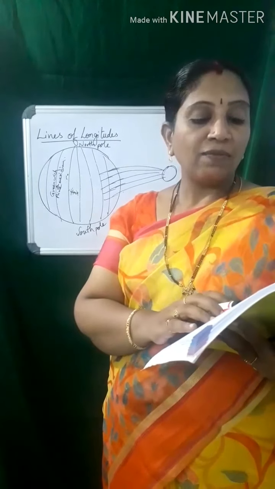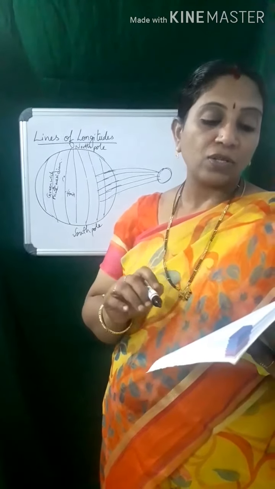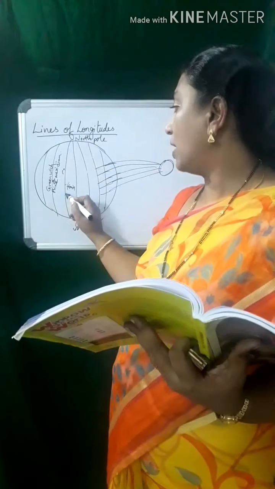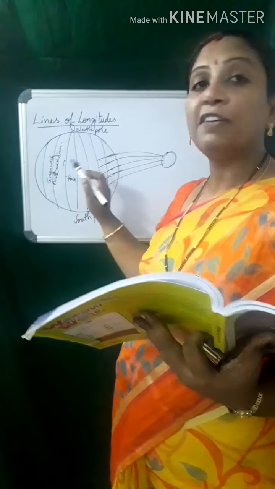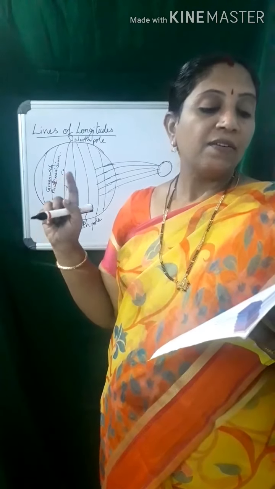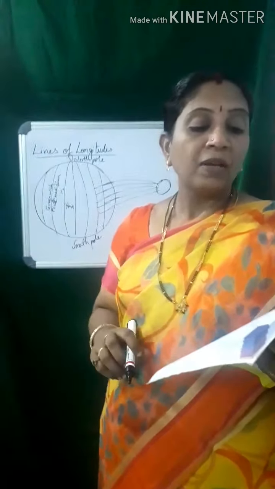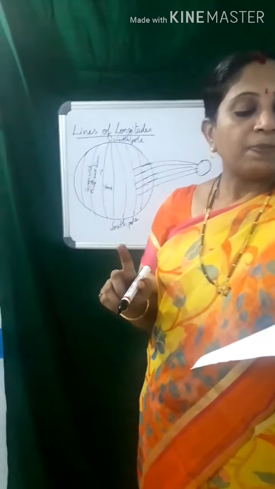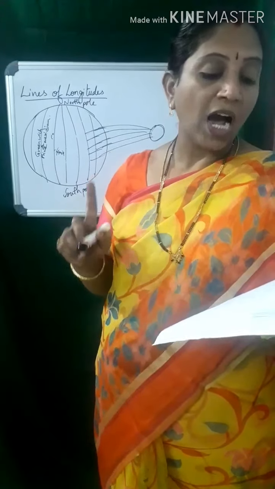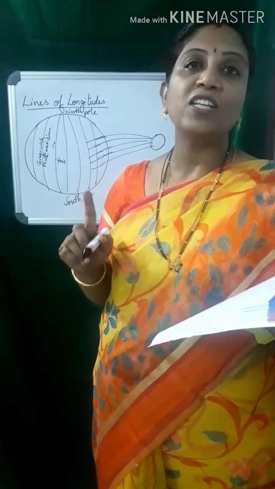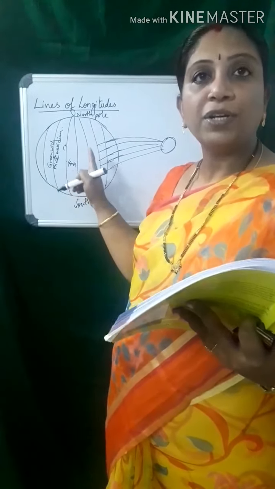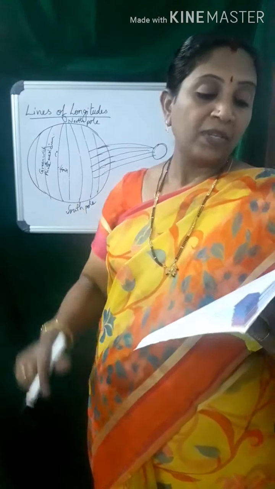It takes 4 minutes for the earth to turn 1 degree, and 60 minutes, or an hour, to turn 15 degrees. Like this, 1, 2, 3, 4, 5, like that, for 15 degrees it takes 1 hour, or 60 minutes. So there is 4 minutes between every succeeding meridian and a difference of 1 hour between every 15 degrees of longitude.